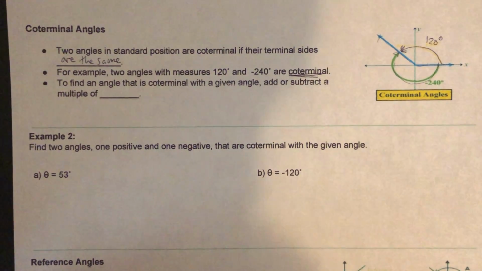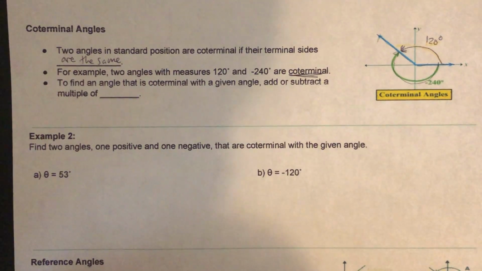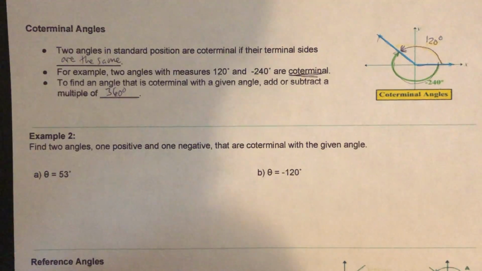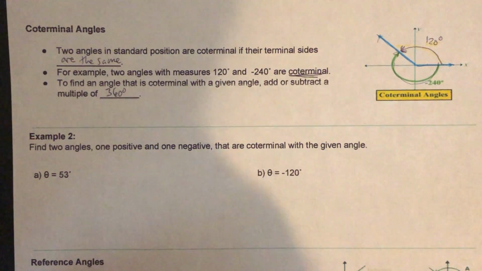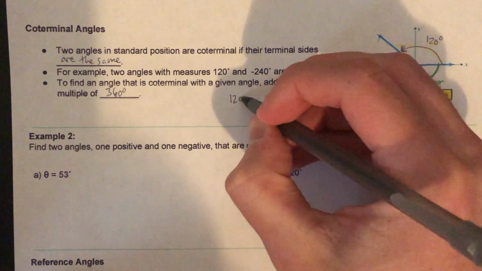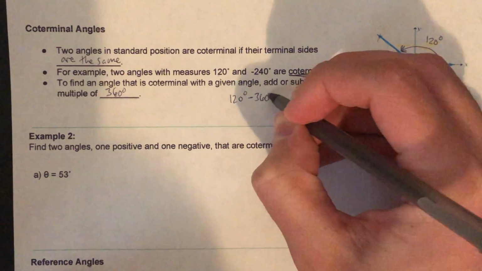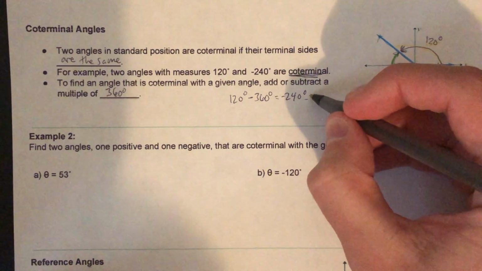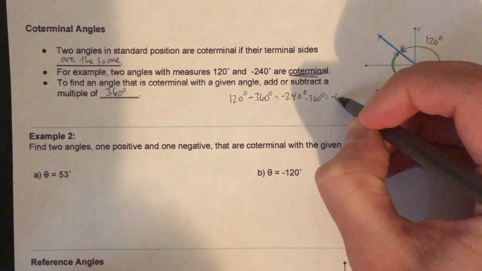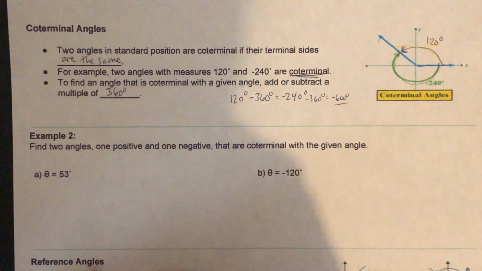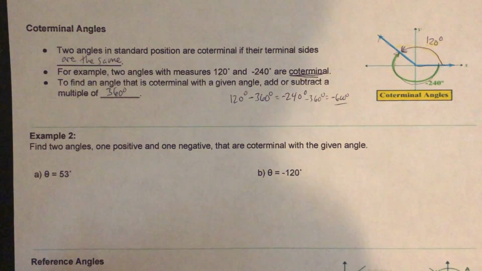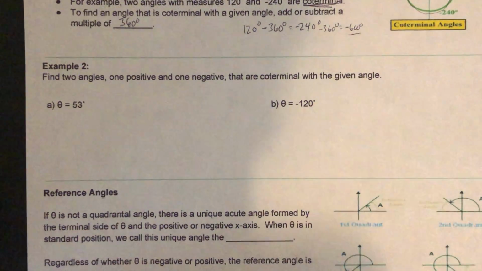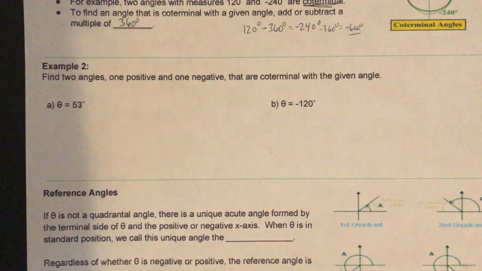You can always find angles that are coterminal by adding or subtracting any multiple of 360, because 360 is a full revolution. So even if we consider 120 degrees, if you subtract 360, you get that negative 240. And you could continue to subtract more. You could subtract another 360 to get negative 600, and that would give you another. And you could continue or add in the opposite direction as well. So that's what we'll do here. We'll practice coming up with those coterminal angles.